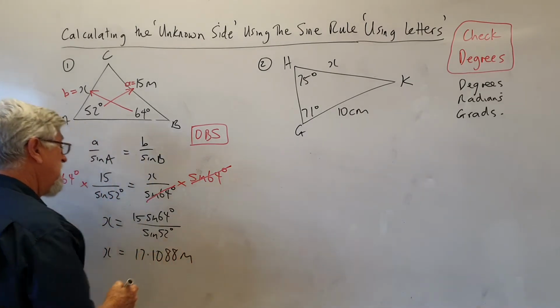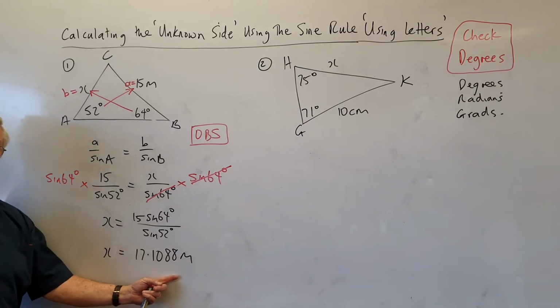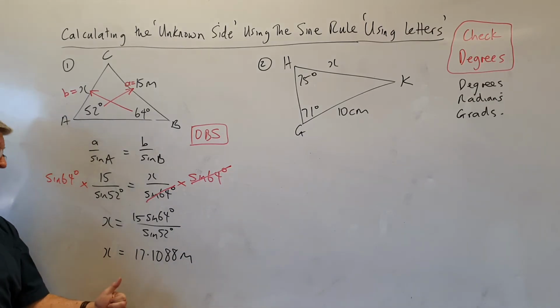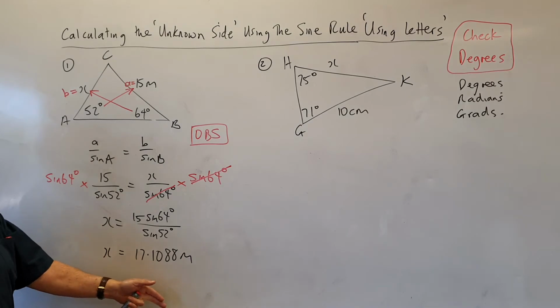17.1088 metres. That's to 4 decimal places. You can go to fewer decimals. You could go 17.1 or look at the rounding off and all that's going on here.